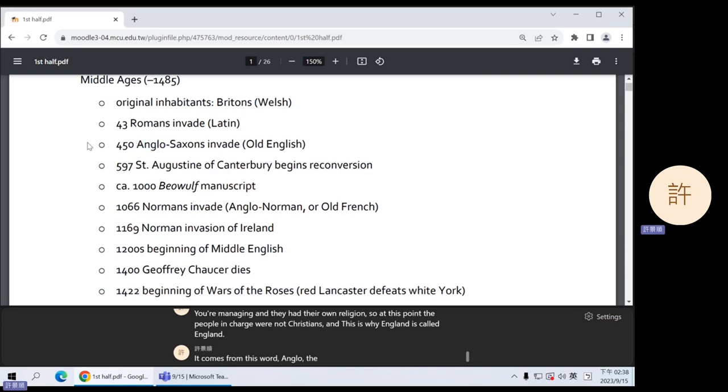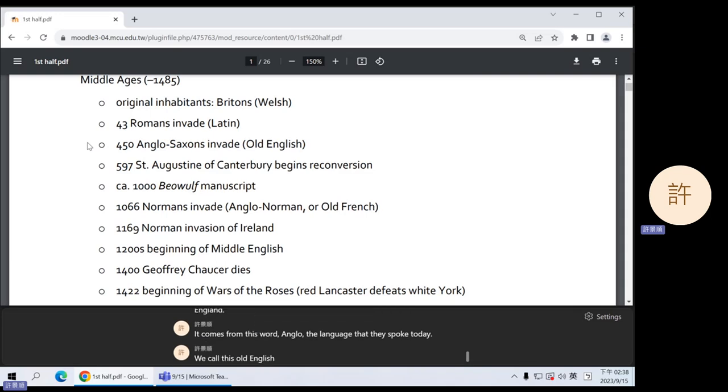The language that they spoke, today we call this Old English, 上古英文. Old English is completely different from modern English. You do have to use a dictionary. There's very little similarity.